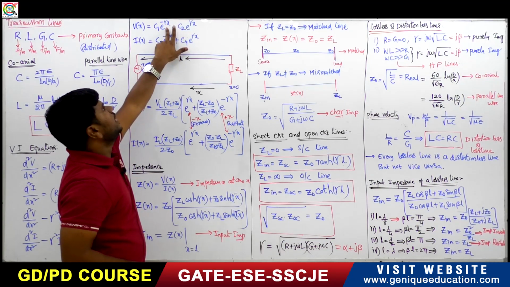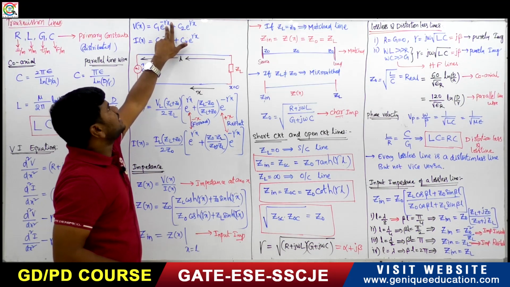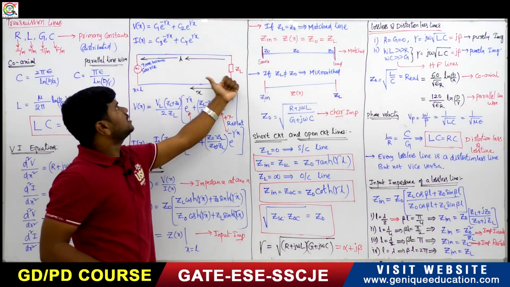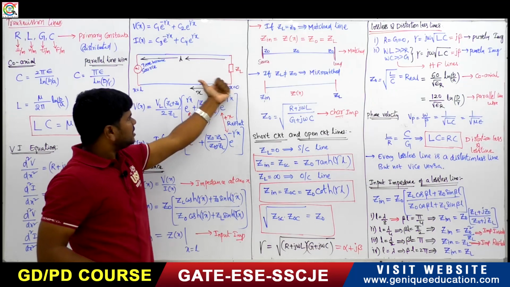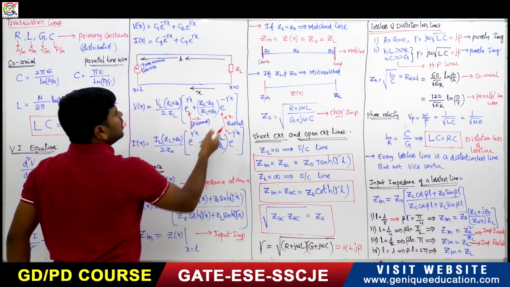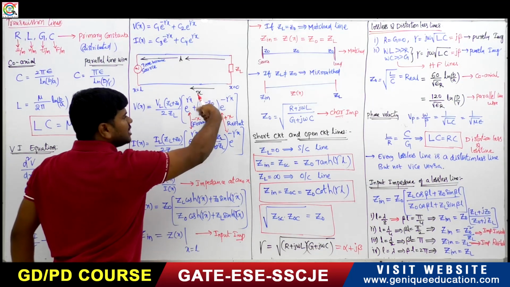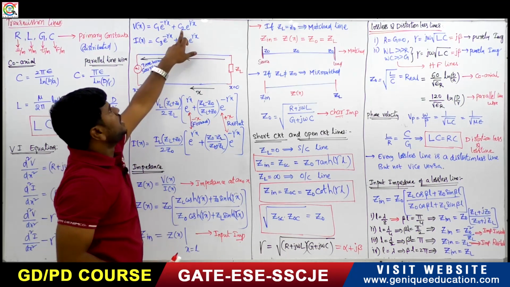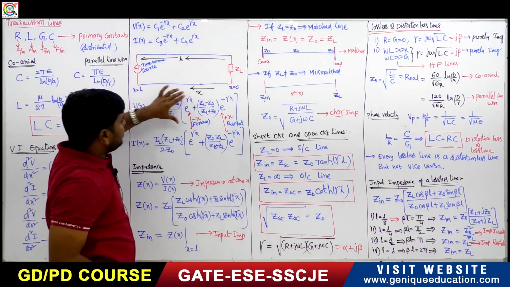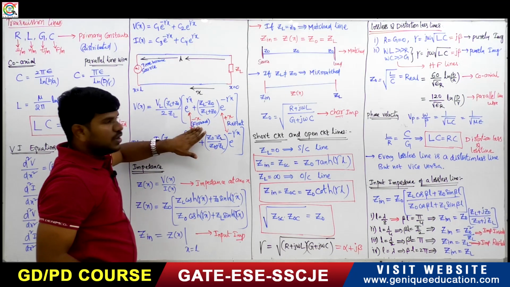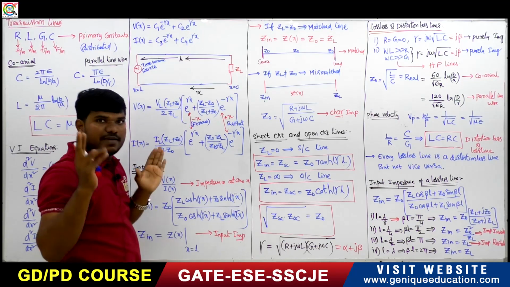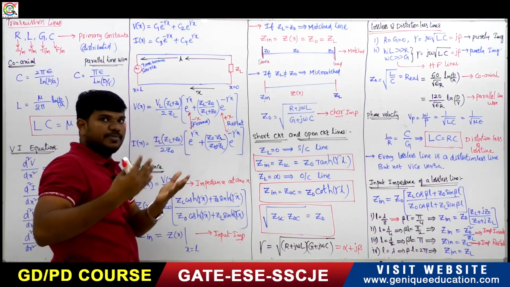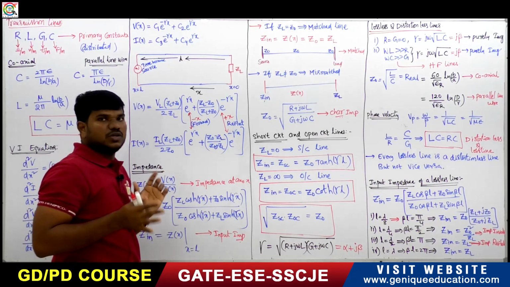How can you identify it? It is called the positive x directed wave. What is a positive x directed wave? Positive x directed wave means this one. So this is called the reflected wave here. Okay, so e power gamma x, this term is called the forward wave. So this forward wave is a negative x directed wave. Don't get confused. If it is a negative x directed wave, it must be the reflected wave, right? So that means it is not.